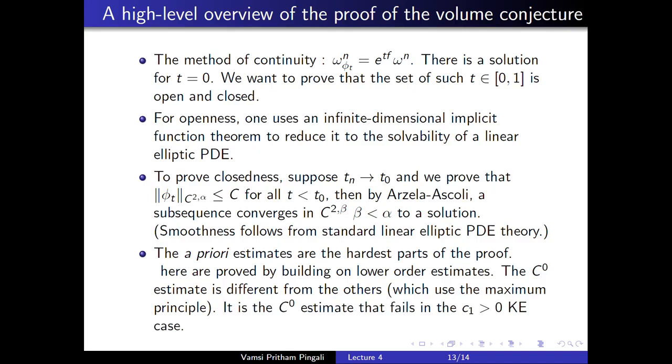And it is the C^0 estimate that fails in the Fano case. Everything else works. It's just the C^0 estimate that fails. So it is met if and only if K-stability holds.